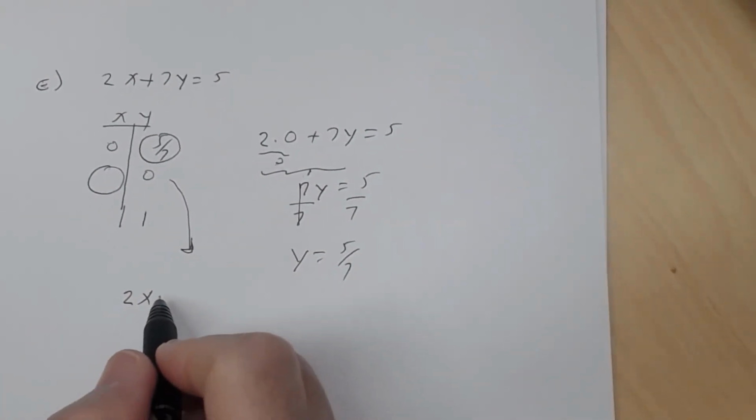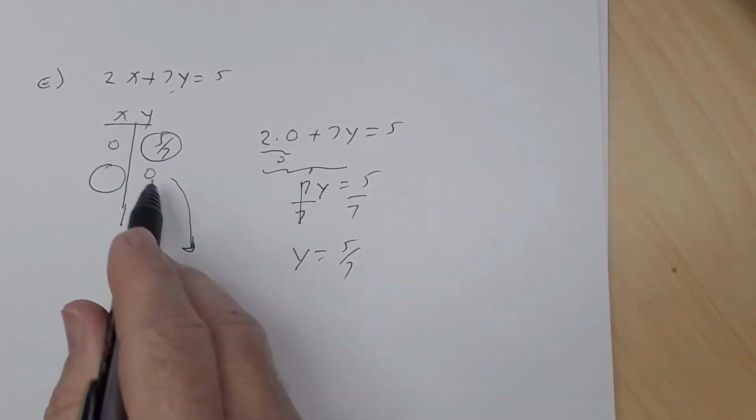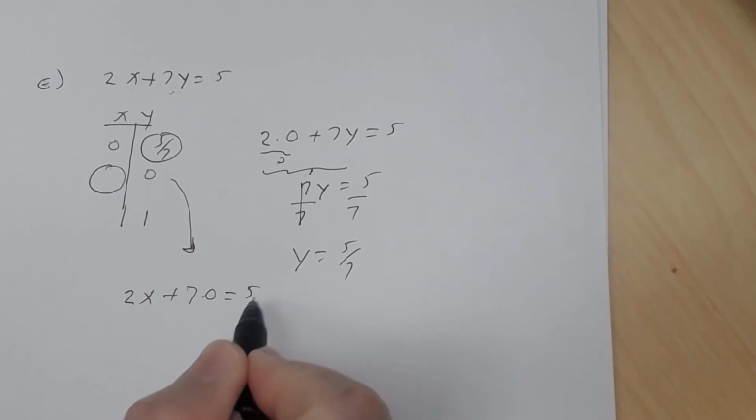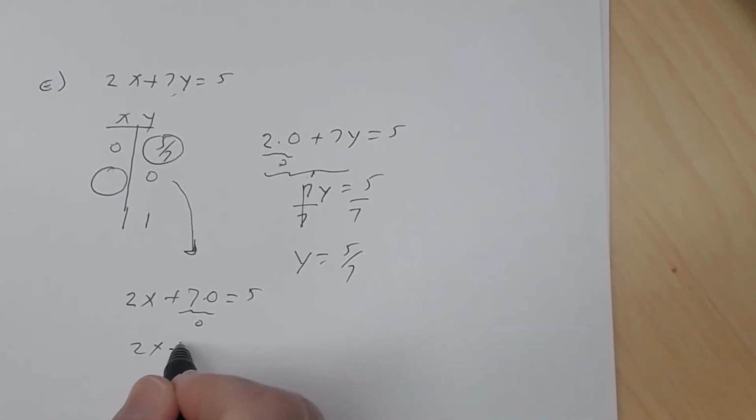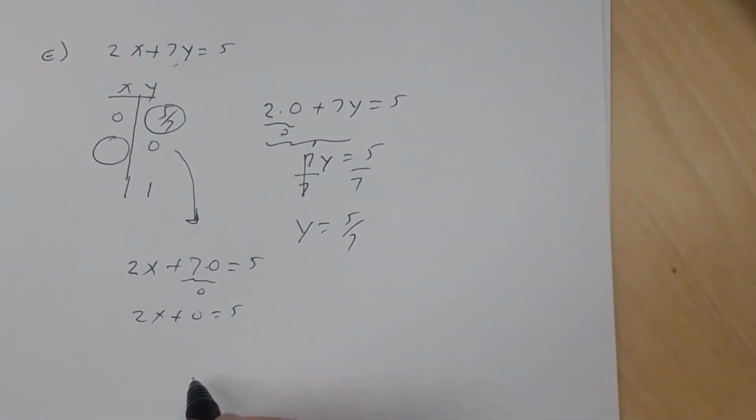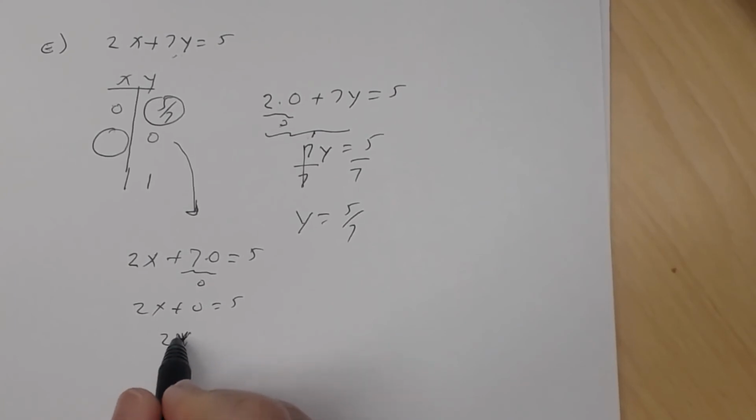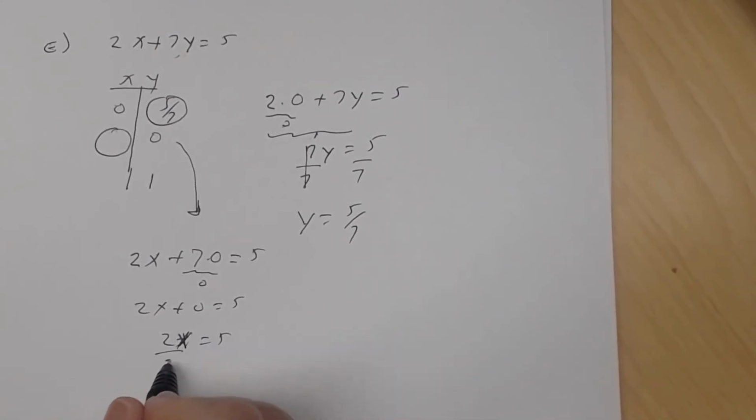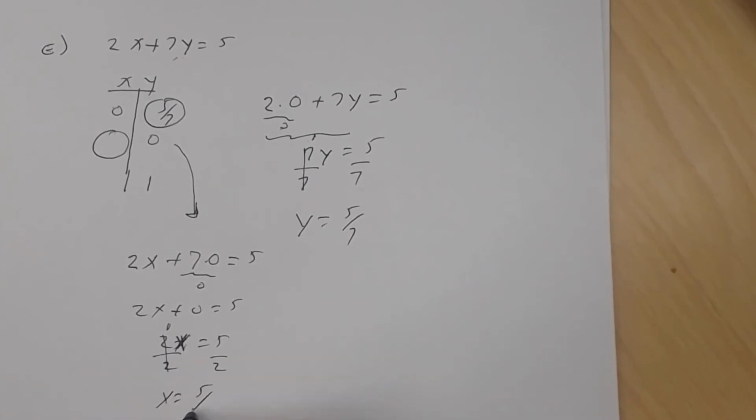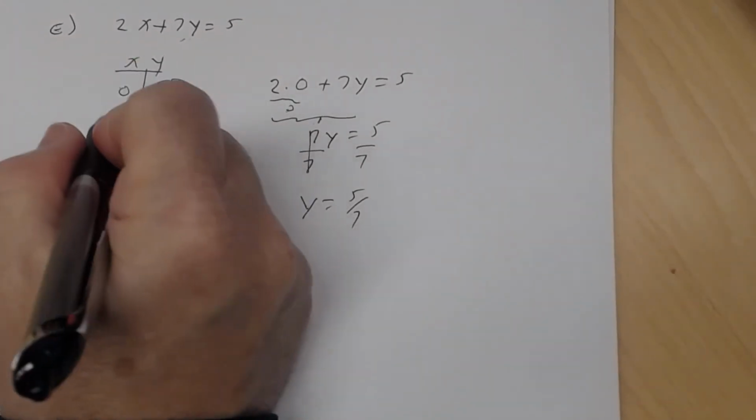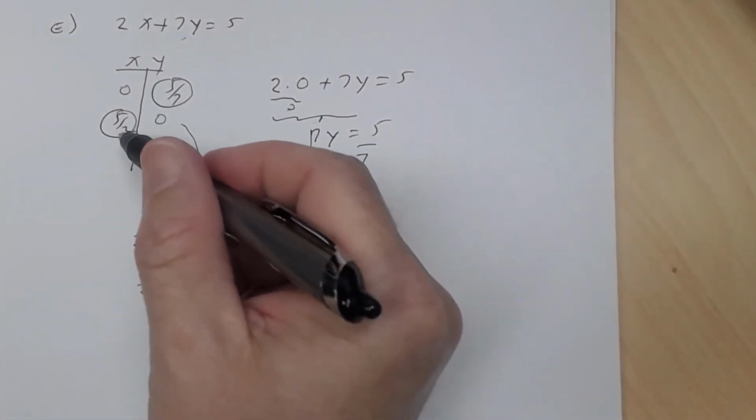I get 2x plus 7y. Well, y this time is 0, and that's equal to 5. Well, 7 times 0 is 0, and so I get 2x plus 0 equal 5. 2x plus 0 is 2x, and again, you could skip this step. And then you get x by itself. I divide both sides by 2. 2 divided by 2 is 1. 1 times x is x. And so this time you get x needs to be 5 halves. So in order for this to be a solution, when y is 0, x has to be 5 halves.